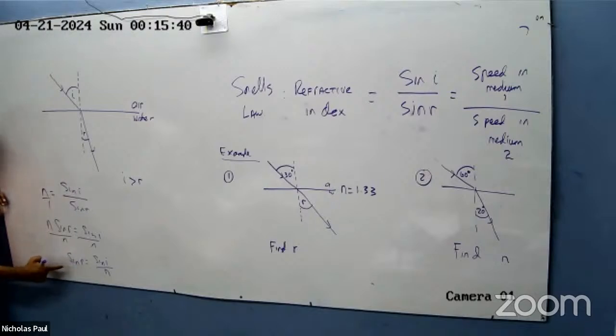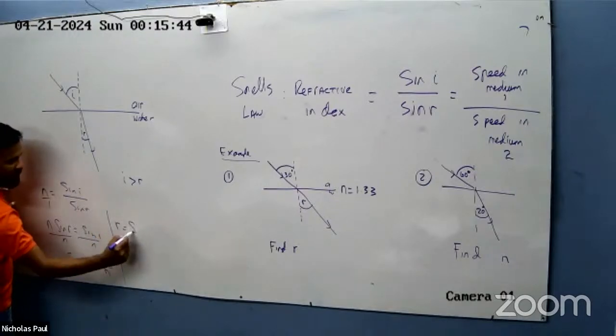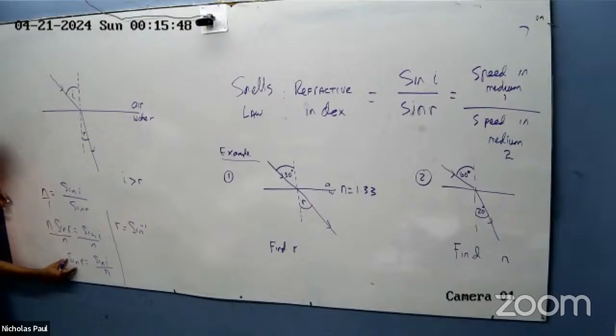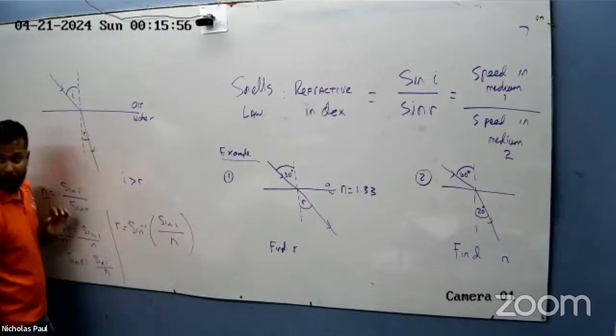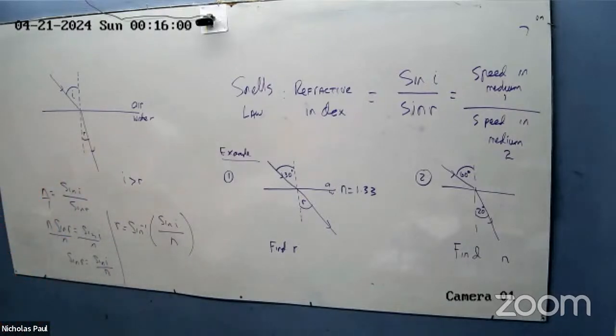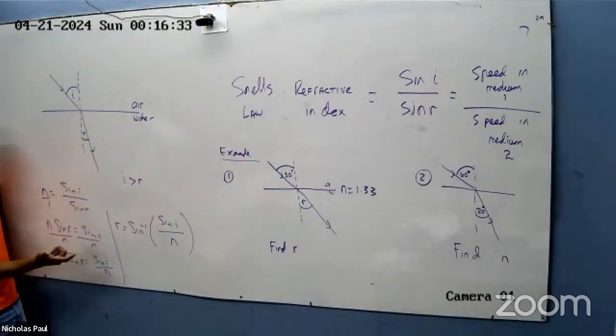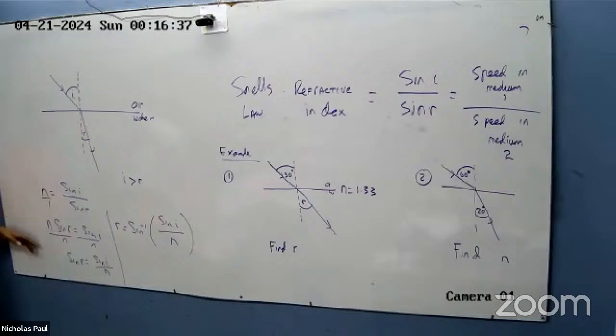So you want to make R the subject, so you have to move sine across. R is equal to sine inverse of sine I over N. So this is the formula to find R. For the people who have trouble with this, you can learn this version if you want, or learn to change the subject of the formula.